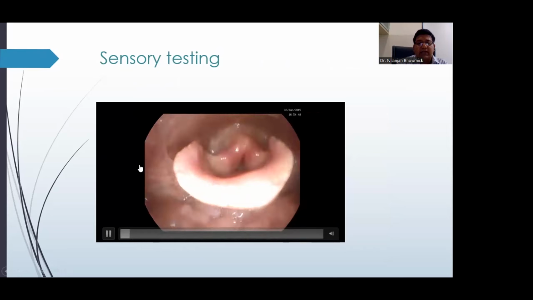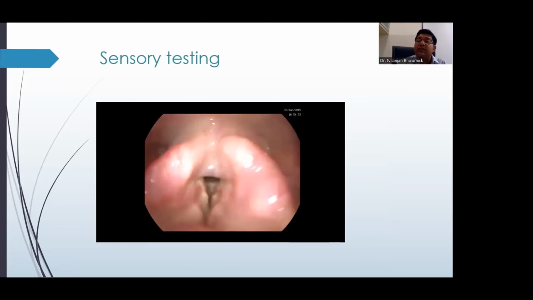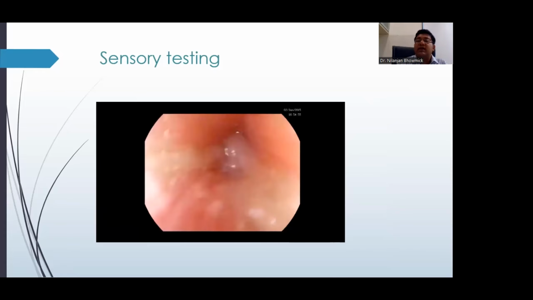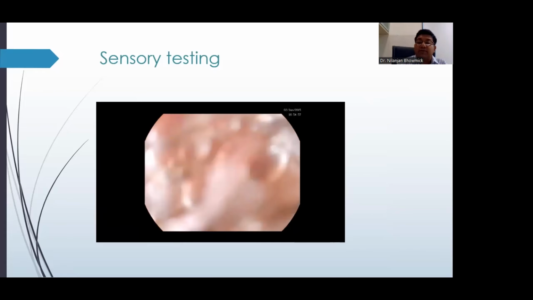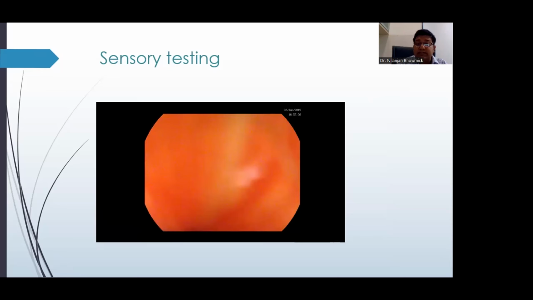What can be done and should be done is laryngeal sensory testing, wherein the endoscope is slowly advanced and one of the aryepiglottic folds is slightly touched, which elicits a response like this. The laryngeal adductor reflex, where the larynx closes off. This is how we do a sensory testing for the larynx.